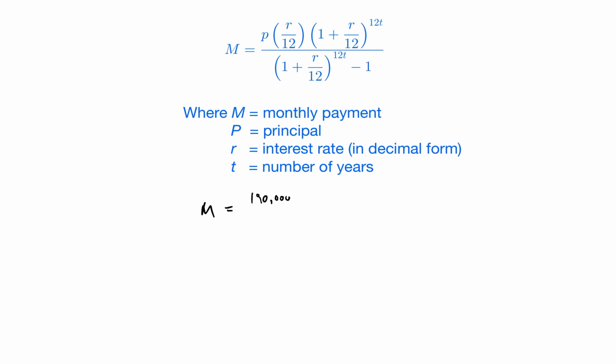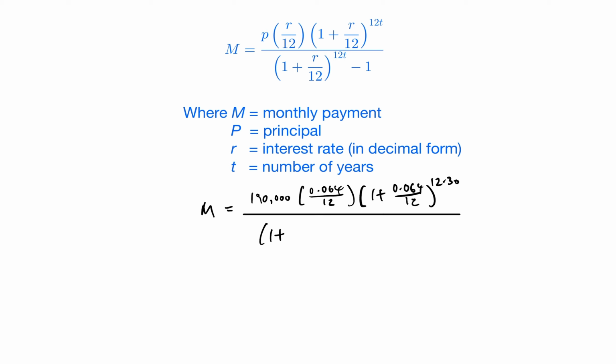190,000 times 0.064 divided by 12 times 1 plus 0.064 divided by 12 raised to the 12 times 30 power, and that's all divided by 1 plus 0.064 divided by 12 raised to the 12 times 30 power minus 1.